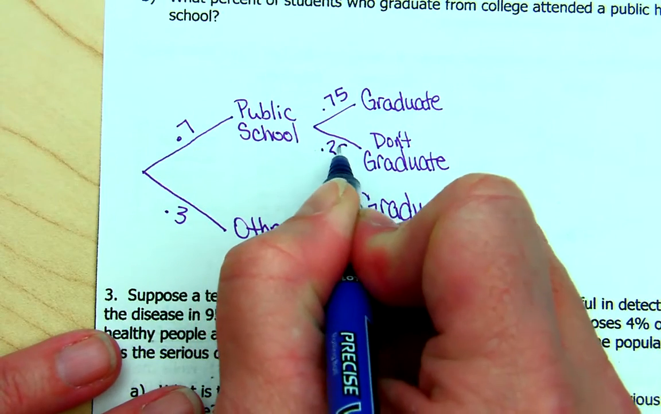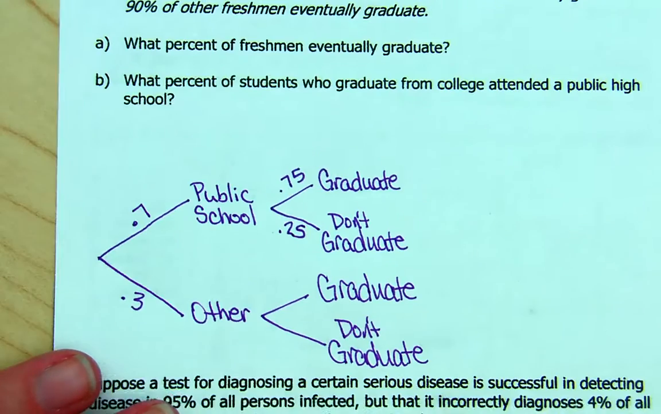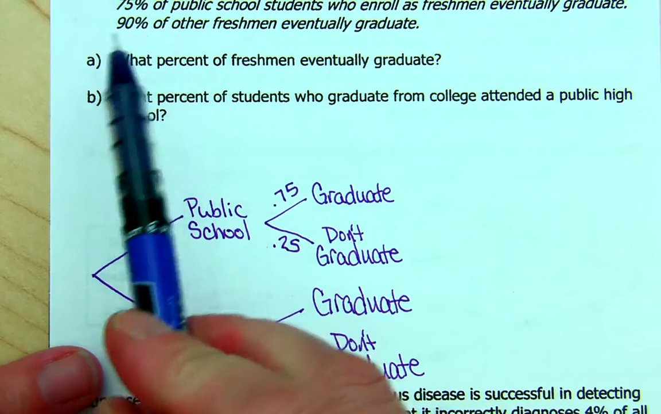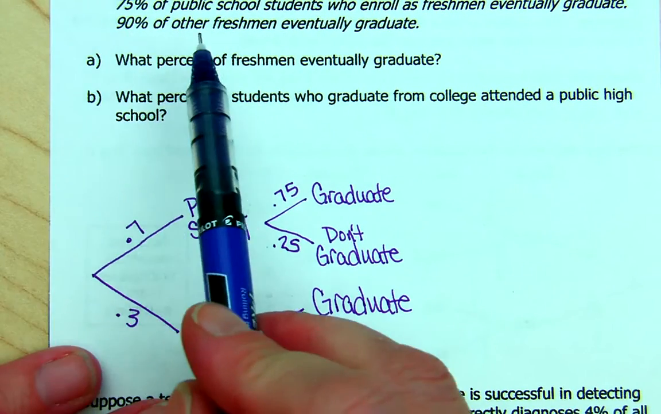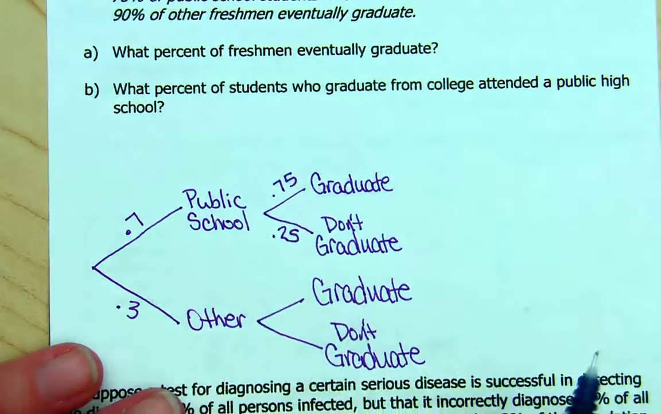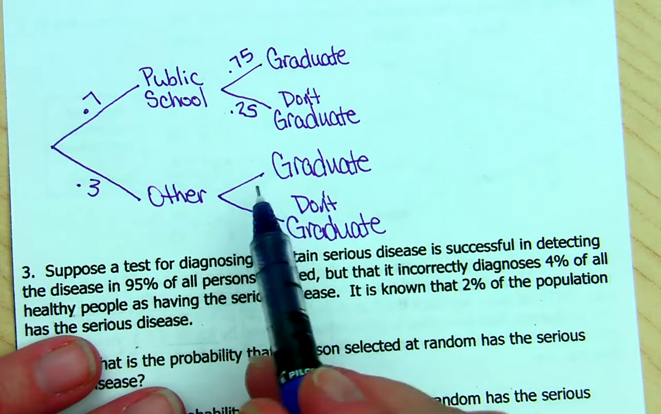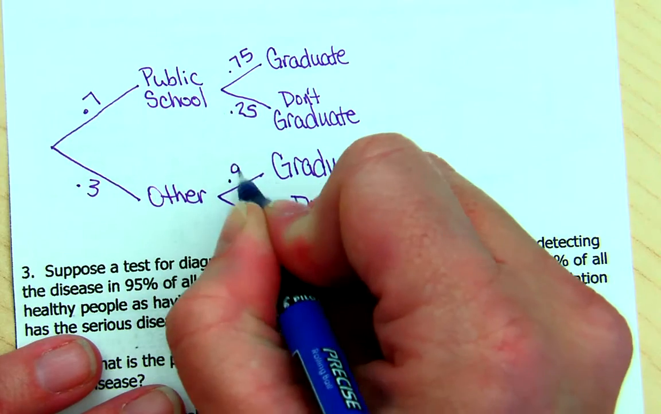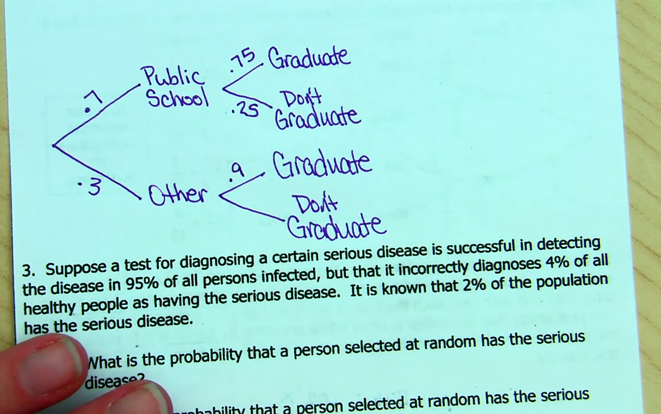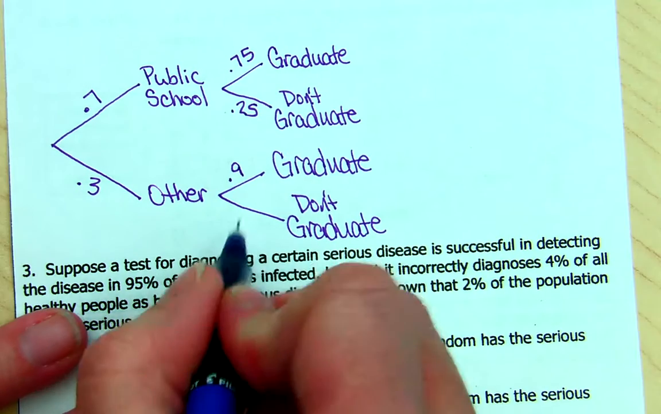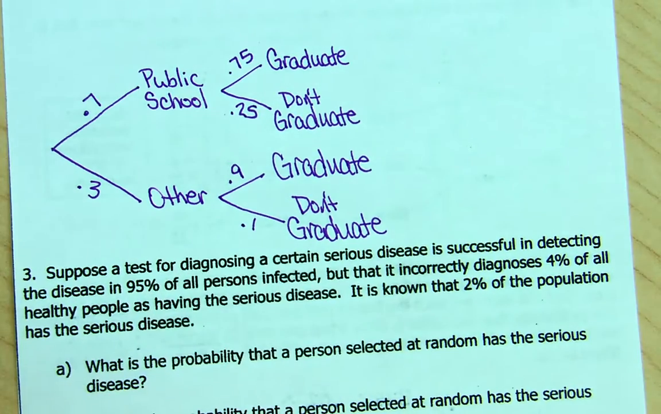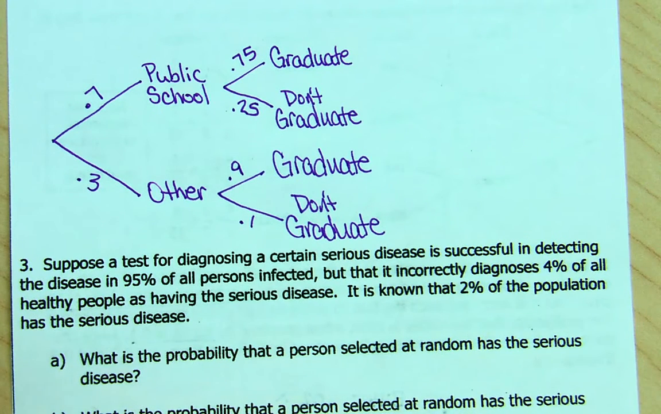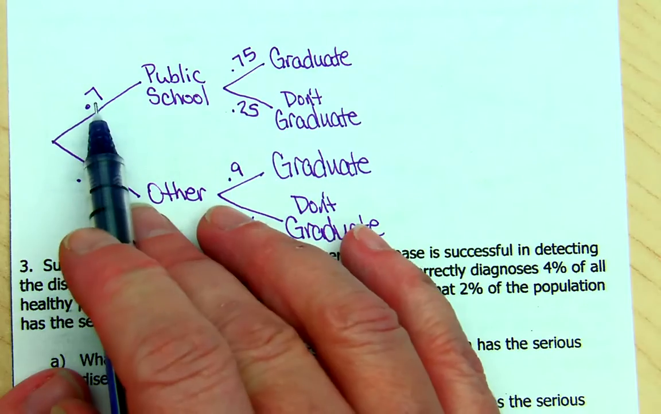And then our other statement says 90% of other freshmen eventually graduate. So on the other, and graduate, we're going to say 90%, 0.9. So then the don't graduate will be 0.1. Then to get the percents out at the end, we just multiply.